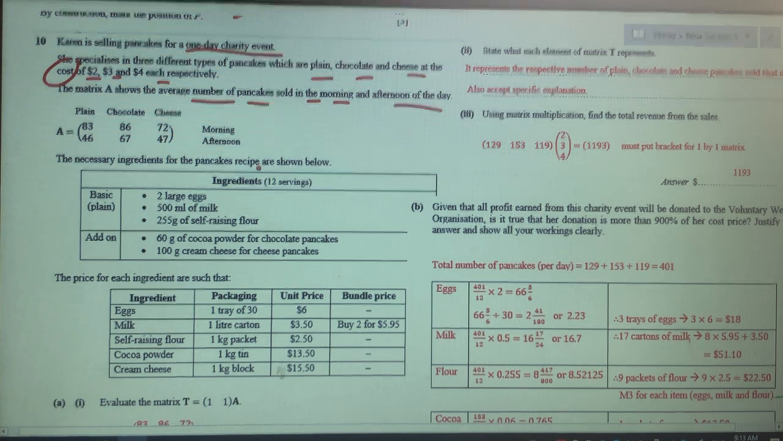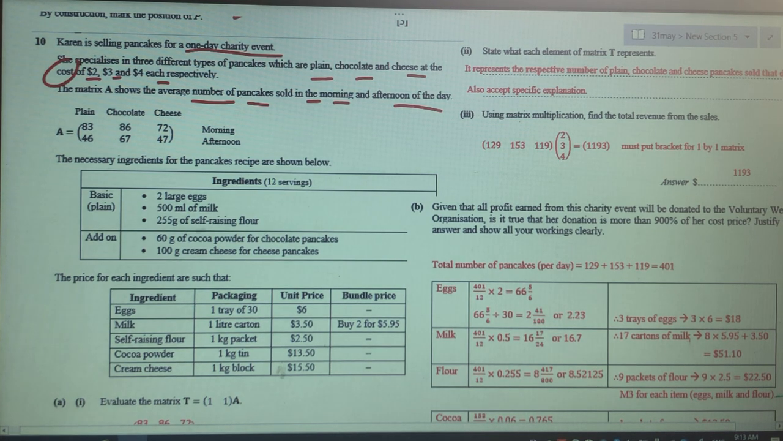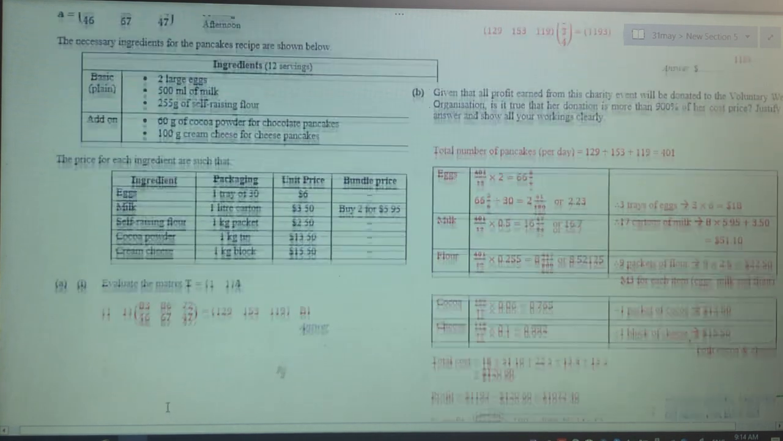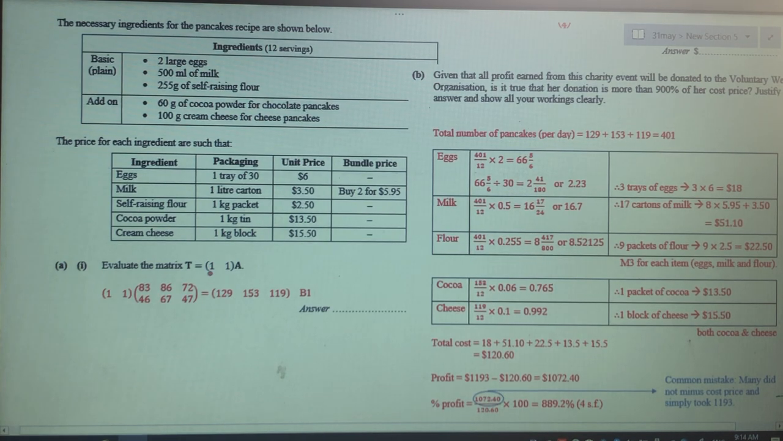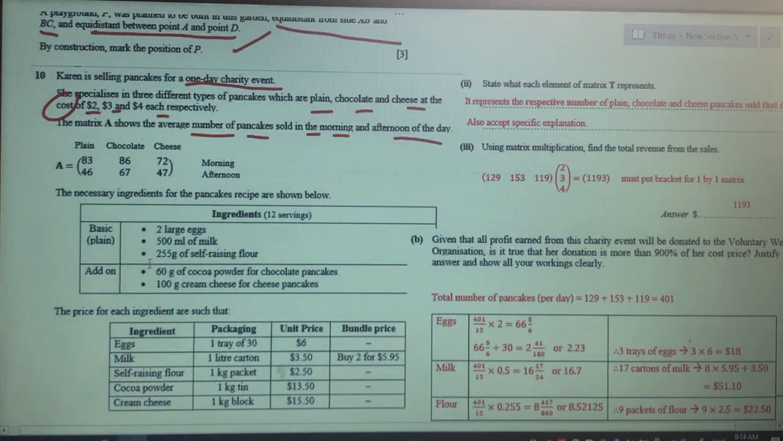Okay, so how to approach this question? You don't spend too much time reading. You just roughly know the ingredients. Ingredients, most probably you have to use everything, but down here, unit price, bundle price, maybe you have to use all, maybe don't have to, we don't know. Sometimes they give you more. So now, you go to the question first, see what they want from you. The question wants you to evaluate this, and very nice to you, they actually have the A here, so this is what's important.